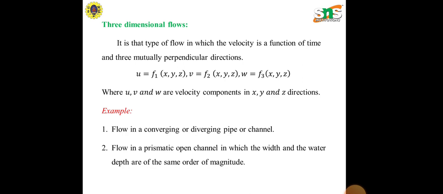Three-dimensional flow. The flow type in which the velocity is a function of time and three mutually perpendicular directions. u is equal to f1(x, y, z), v is equal to f2(x, y, z) and w is equal to f3(x, y, z), where u, v and w are velocity components in x, y and z directions. Examples are the flow in a converging or diverging pipe or a channel, and flow in a prismatic open channel in which the width and the water depth are of the same order of magnitude.